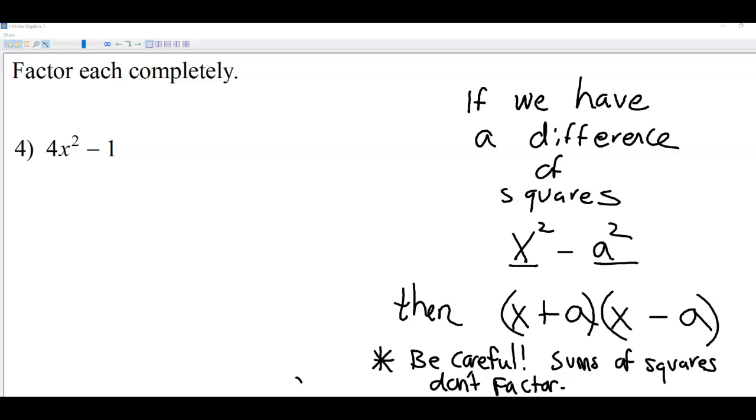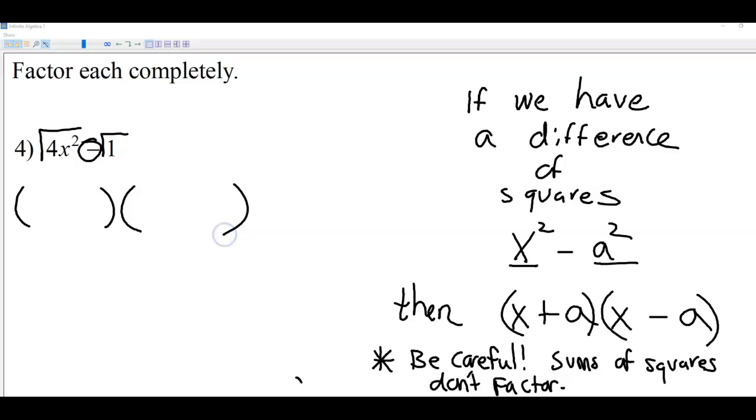Okay. So, does 1 have a nice square root, you guys? What is the square root of 1? It's 1. Does 4x squared have a nice square root? What is it? 2x, right? So, these are both squares, then they're both perfect squares, and it's a difference, right? So we have a difference of squares.